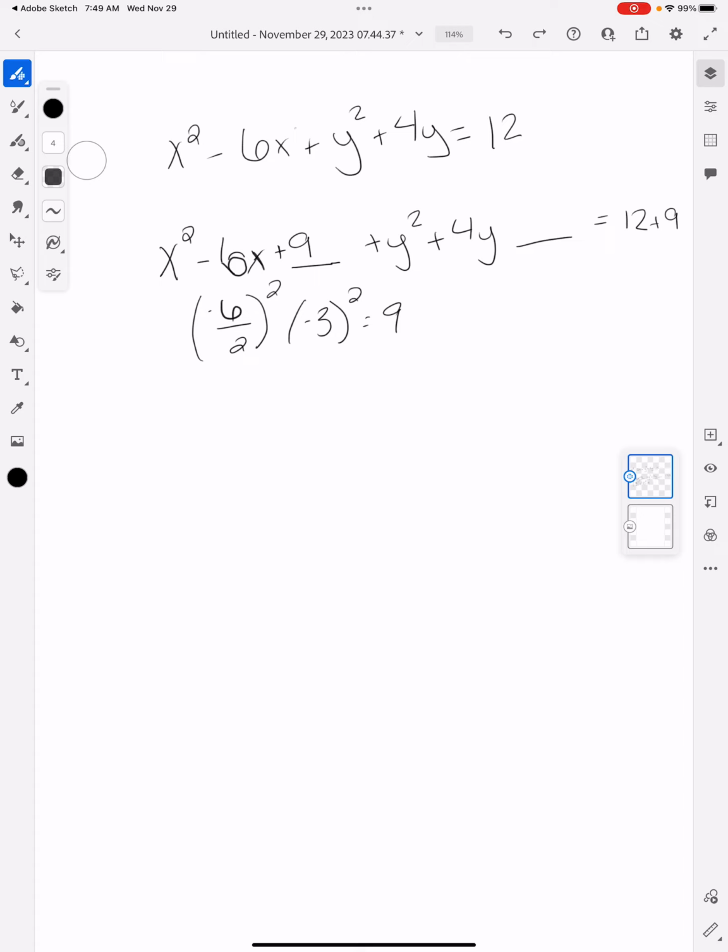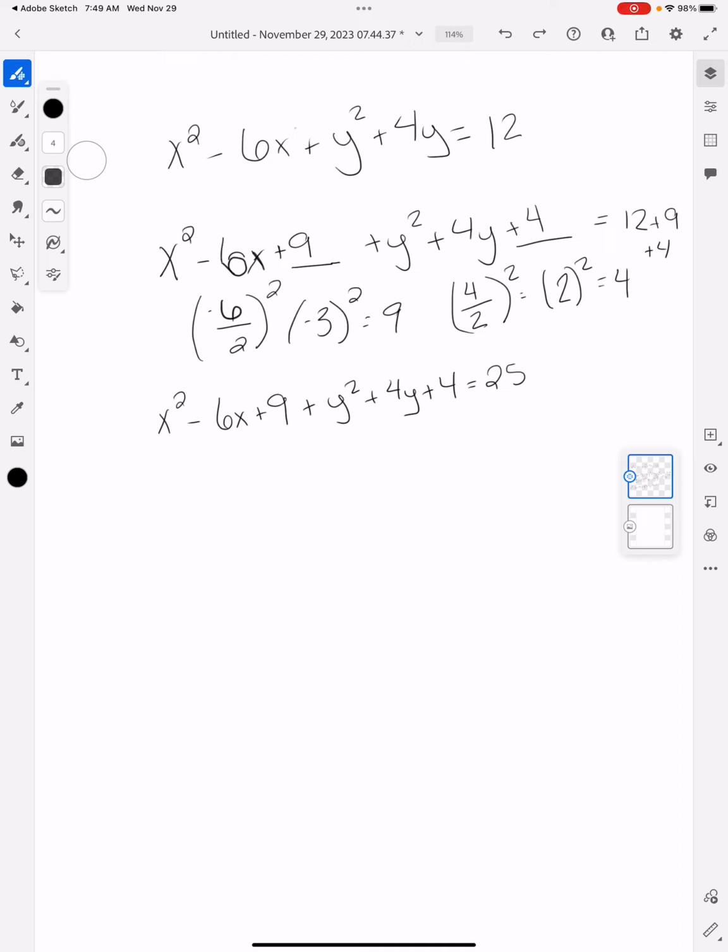Then I'm going to do the same thing over here to y. I'm going to take the number in front, divide it by 2, and square it. So 4 divided by 2 is 2. 2 squared is 4. So I'm going to add 4 to both sides. So when I do this, I'm going to have this new equation of x squared minus 6x plus 9 plus y squared plus 4y plus 4 equals, and I'm going to take the 12, the 9, and the 4, and add all three together to get 25.